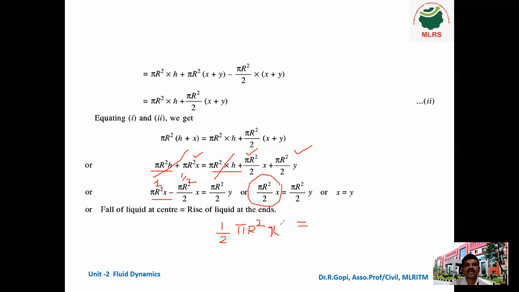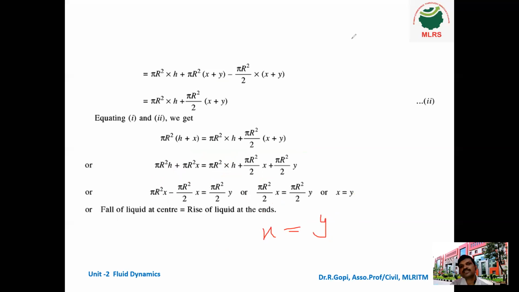Okay, so now tell me what is the other side in this equation. 1 by 2 pi r square y. Okay, so now you can see here what are the common terms: 1 by 2 pi r square and 1 by 2 pi r square. So what is the final answer we got? The final answer is x equal to y.